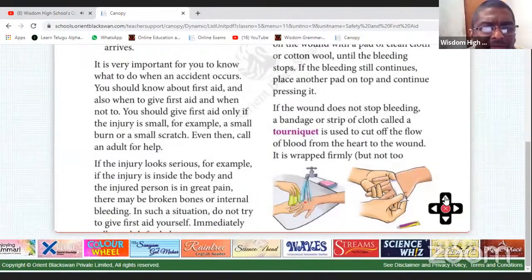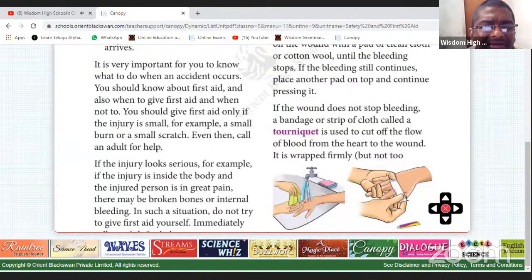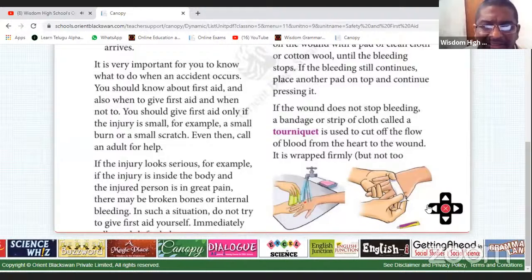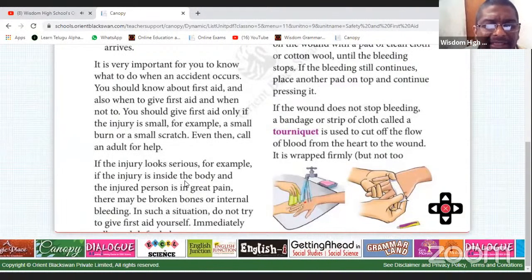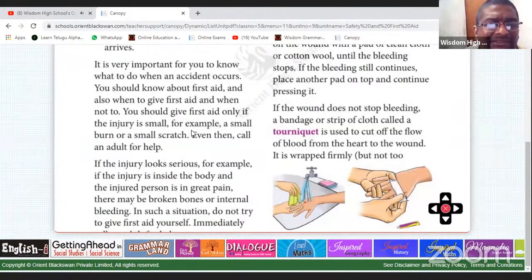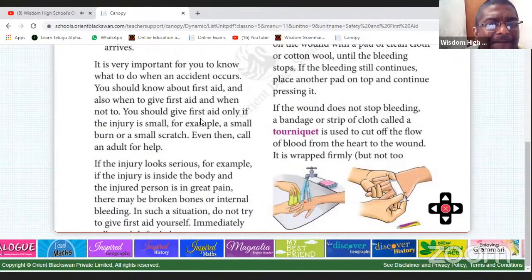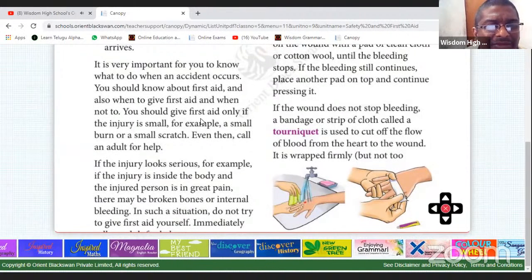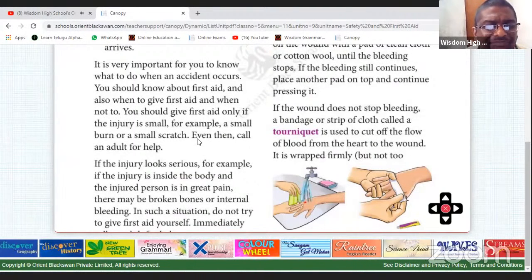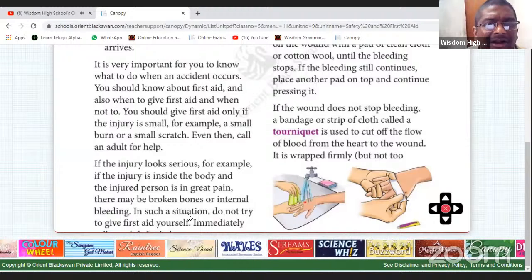If you don't know how to provide first aid to the person, then don't go to give first aid. You must have proper knowledge of first aid. One more thing, dear children, concentrate here. If the injury is small, like small burns or small scratches, you can give first aid. After providing first aid, you can call the adults for help.